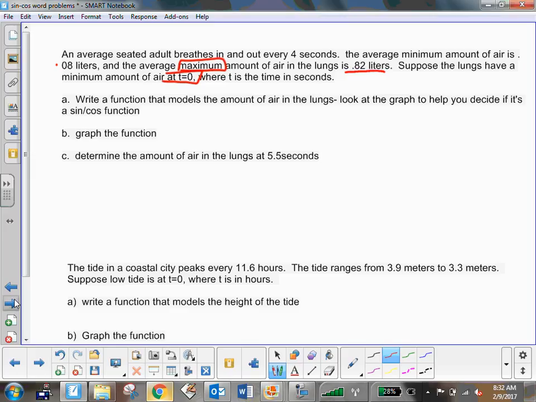So write a function that models the air. Look at the graph to help you decide if it's a cosine or a sine function. Graph the function to determine the amount of air in the lungs at 5.5 seconds. Clearly, to do part C, we need the equation, right? Let's do some graphing.